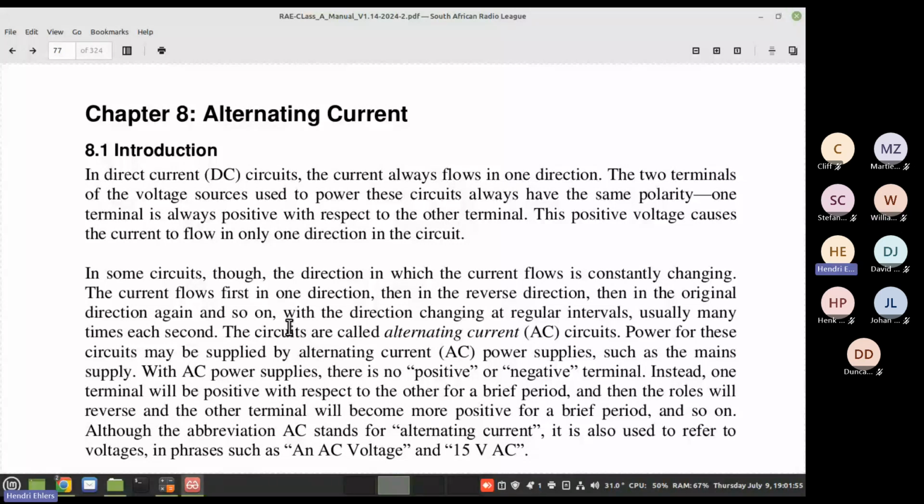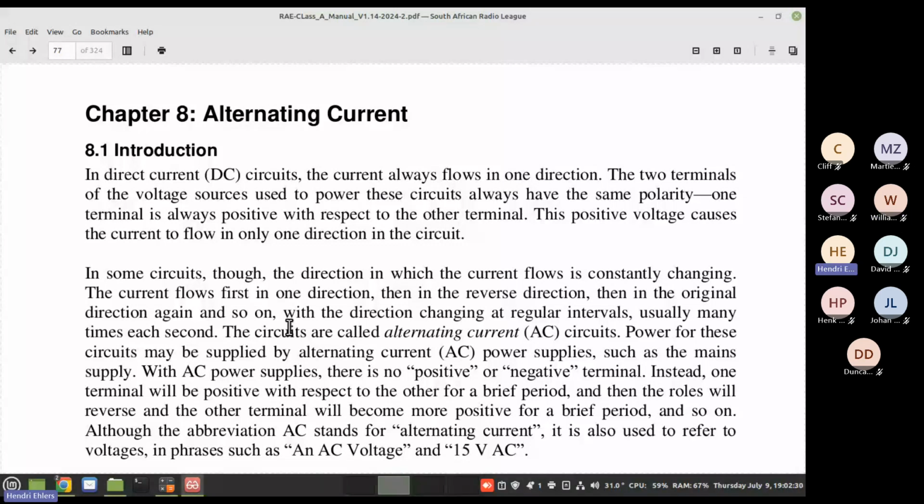Although the abbreviation AC stands for alternating current, it is also used to refer to voltages in phrases such as an AC voltage or 15-volt AC. So if I tell you I need 15-volt DC, then you'll know that it will be 15-volt direct current. If I say we need 15-volt AC, that would mean that it would be alternating current.